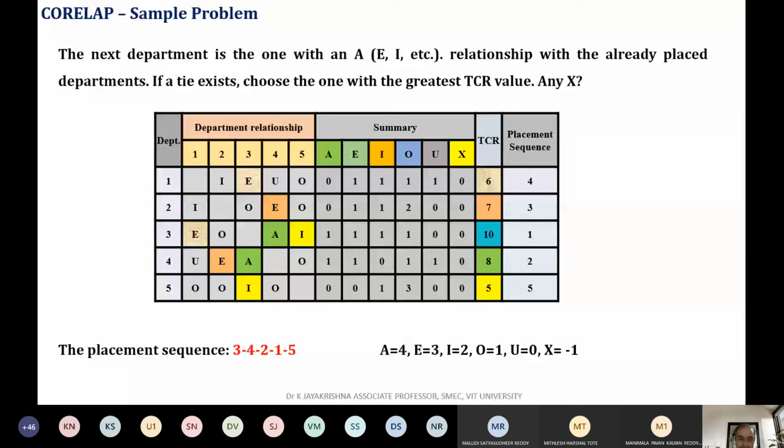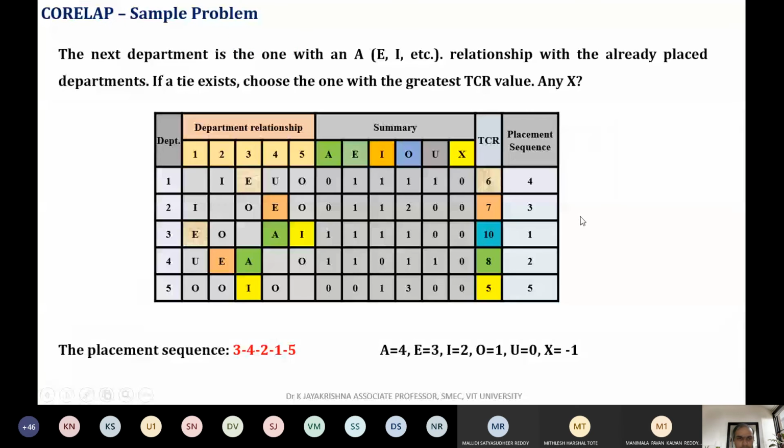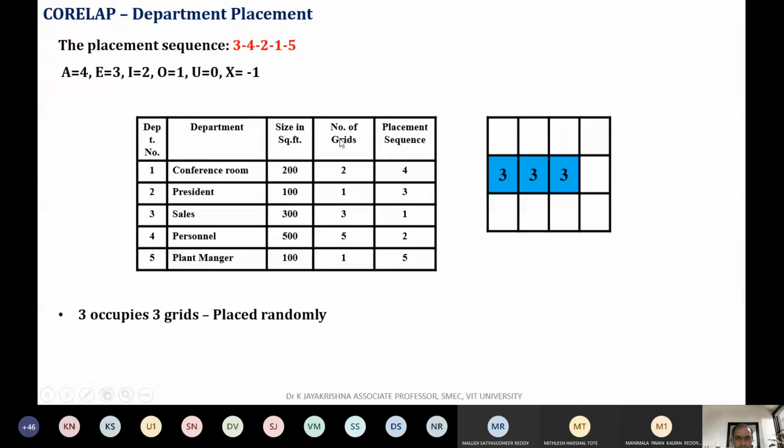Very good. Next is the placing of the departments. This is very easy. From now on, the problem is very easy. I told you to place in the placement order. First place the first department at the center, move towards the western edge, then move counterclockwise or anti-clockwise. Correct? That's the condition we saw. So here, this is the answer. This entire thing I made in this table. We have calculated the placement sequence based upon the TCR value and the relationships.